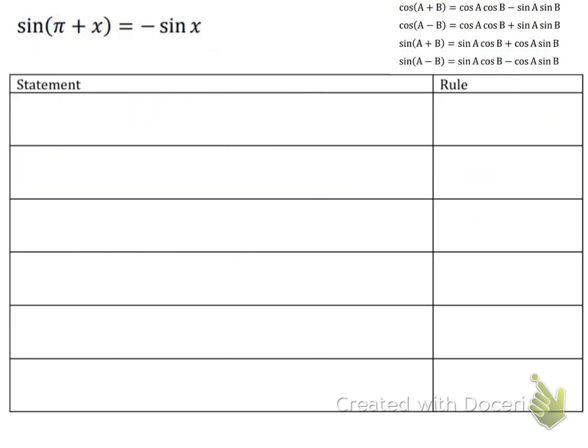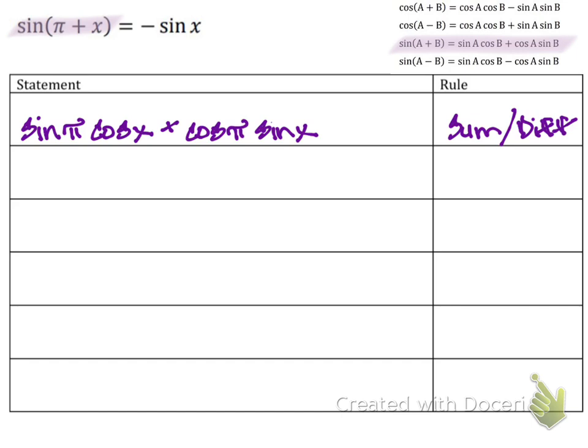Okay. All right, so this one is interesting. We have a pi in here. So first, let's go ahead and use the identity to break it out. And there we go. So then we want to think about pi. Well, pi is the ordered pair (-1, 0). So if you think about it as plugging that in, the sine of pi is 0 times cosine x plus the cosine of pi is -1 times sine x.